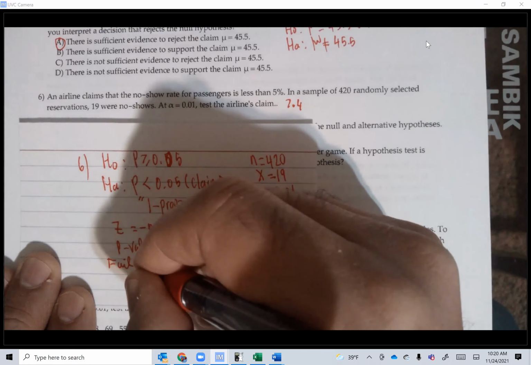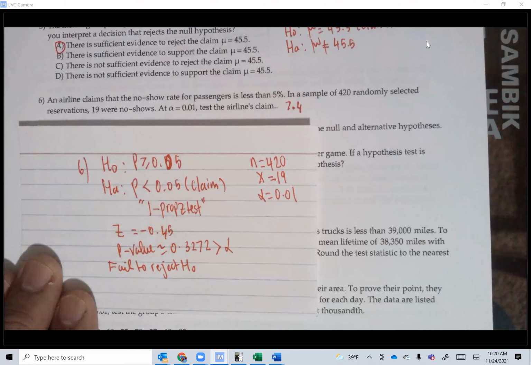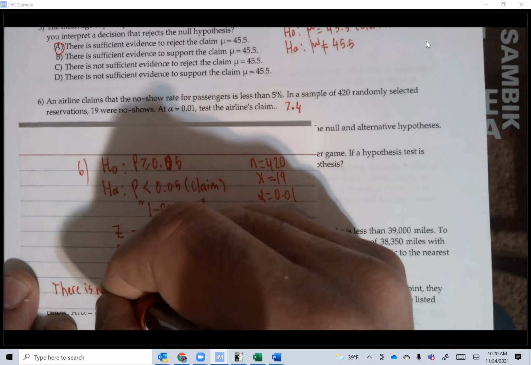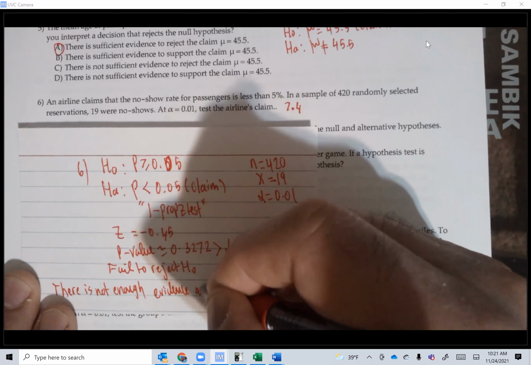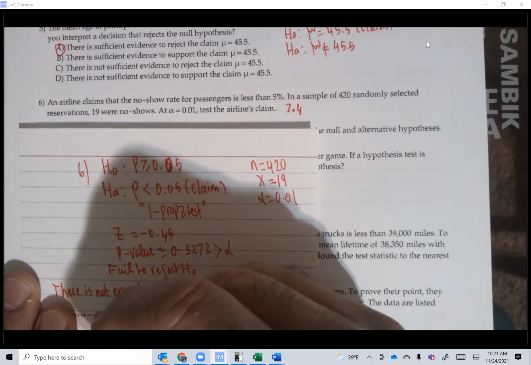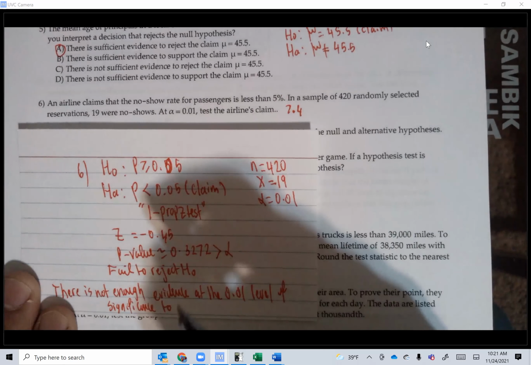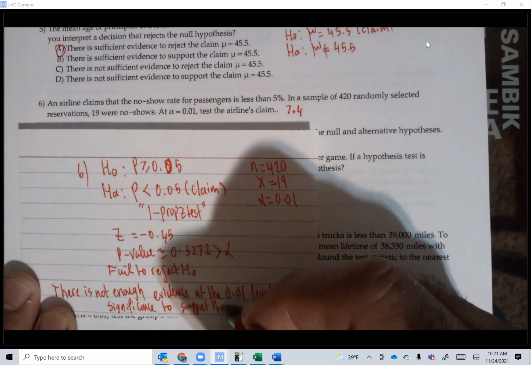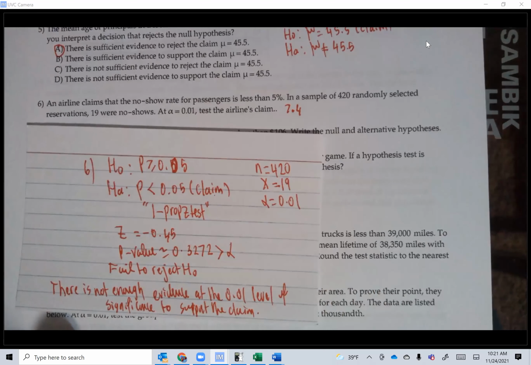We did this exercise before, guys, if you remember when we did chapter 7. And you say there is not enough evidence at the 0.01 level of significance to support the claim. Why did I use the word support? Because the claim is in HA. To support the airline's claim. And that concludes the question.